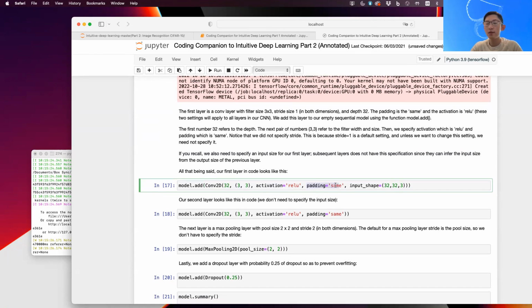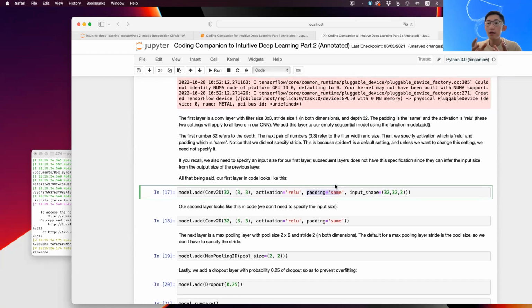Padding is something we haven't seen before. Essentially, padding means whether you move your filter outside of the boundary of your input image. If you do not do padding, your filter starts from, for example, the top left corner of your input. But with padding, you could put your filter one step outside of the top left corner. So that way, you do not lose information at the boundary of your input image.